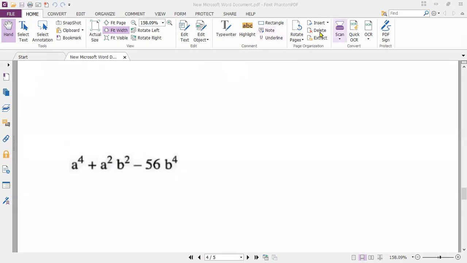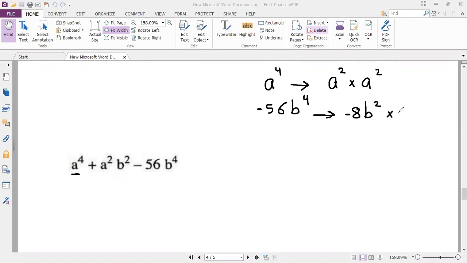Some students might get confused in this one because we have here a to the power of 4. But a to the power of 4 can be factorized as a to the power of 2 multiplied by a to the power of 2. And also negative 56, b to the power of 4, we can factorize it like negative 8, b to the power of 2 multiplied by 7b to the power of 2. Because negative times positive is negative, and 8 times 7 is 56. And b to the power of 2 multiplied by b to the power of 2 is b to the power of 4.